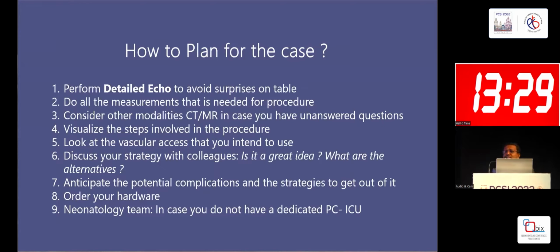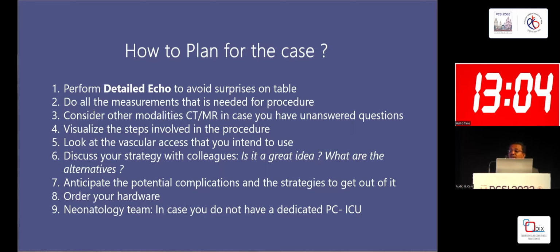So the important thing is how to plan for these cases. And how I do it is, one of the important things is to do a detailed echo by yourself to avoid surprises. Do all the measurements that are needed for the procedure. Just measure everything. Consider other modalities of CT and MR in case you have some unanswered questions. Visualize the steps before you actually do the procedure.